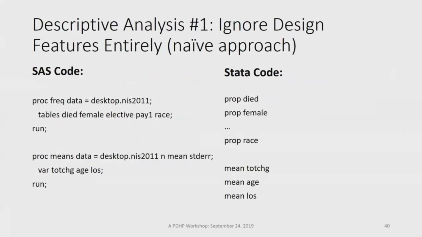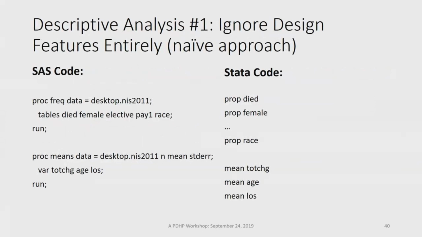So our first descriptive analysis was, again, this kind of naive approach where we ignored the design features entirely. So I've included in parallel the SAS code that we use and the Stata code that we use. Again, just being ignorant about everything we just spent the last 2 hours talking about. Okay? So in SAS, we would just use proc freq. There's my data set. There's my variables. I want tables. Done. Okay?